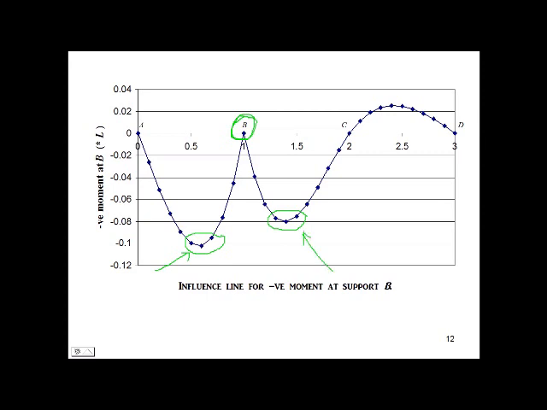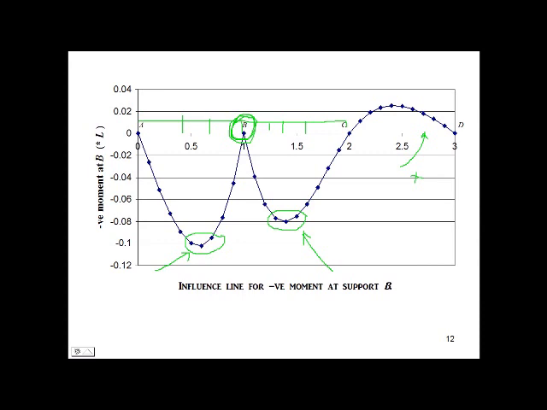The lane load should be placed on member AB and BC only. If you apply lane load on member CD, the result will reduce the negative bending moment at B. Any appearance of lane load on member CD will reduce the negative moment at support B.